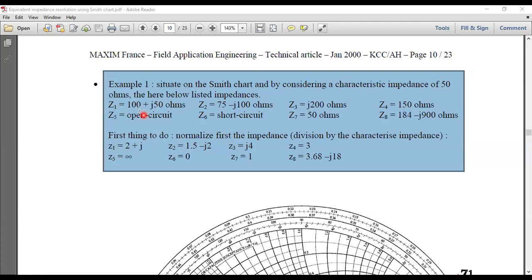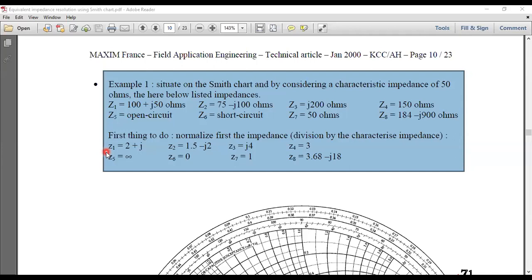Normalization. So what, divide by 50? Why 50? Because 50 is the characteristic impedance. So we are dividing it by 50. So 100 by 50 is 2, and 50 by 50 is 1. So 2 plus J1. Can you just try it? You just open the Smith chart.